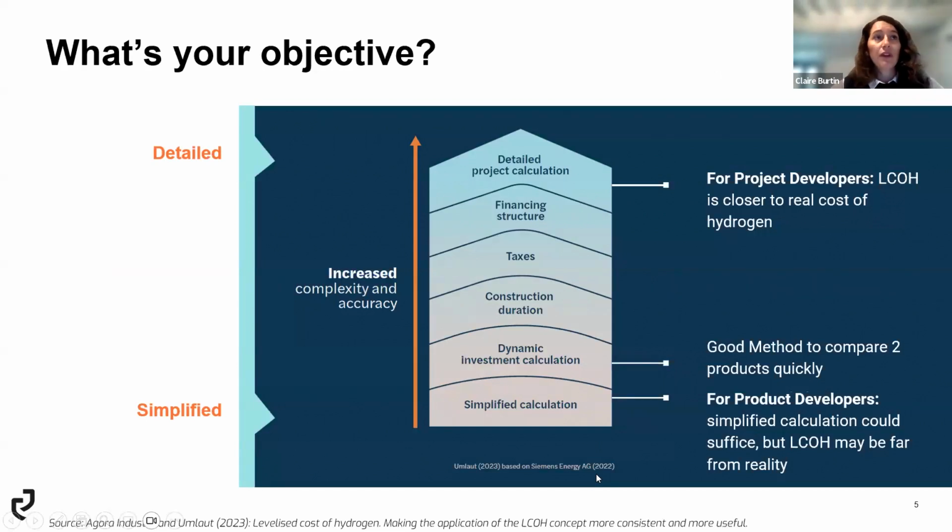For example, if you want to very quickly compare one technology over another, two products very quickly, you can use a simplified calculation for LCOH, and you don't need to add much more details to it to find the breaking point at which one technology is going to be better for your specific project.